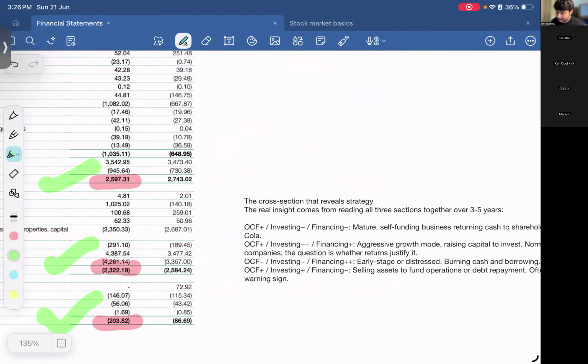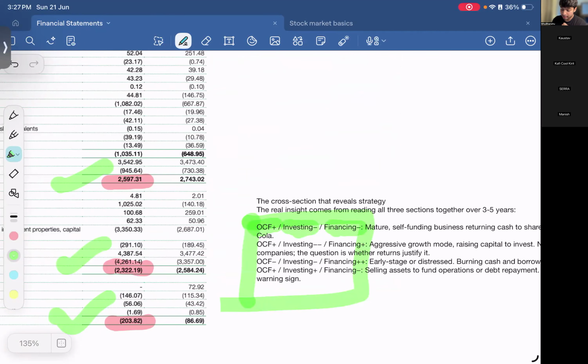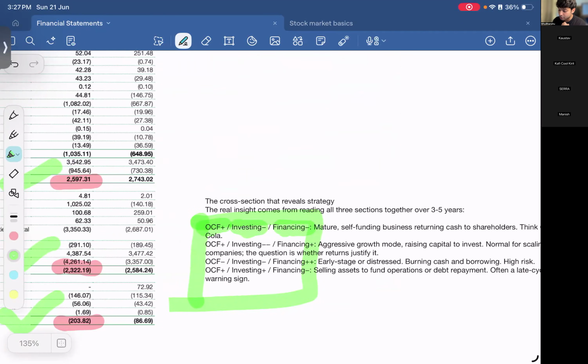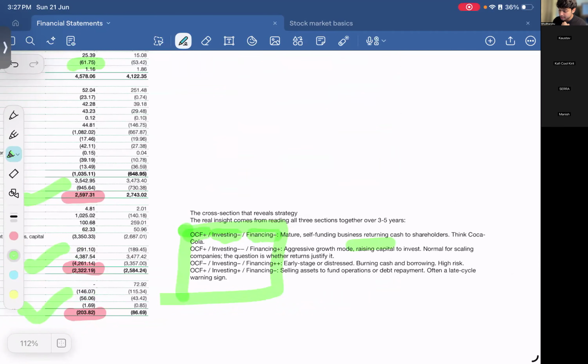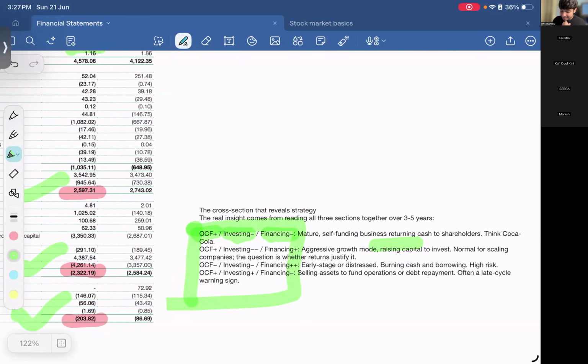Now, all of this is good. How do I read this? This is what you really look for. If your operating cash flow is positive, but your investing cash flow is negative, and your financing cash flow is negative, which is exactly what it is for us, then we have operating cash flow positive, investing negative, finance negative. This means that we're looking at a mature self-funding business, which is returning its cash to shareholders. So you can think of Coca-Cola, you can think of DMart, etc. That's exactly what's happening.